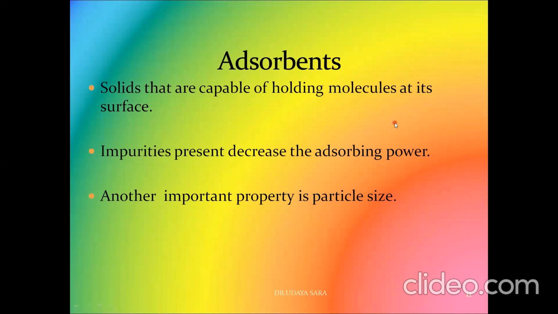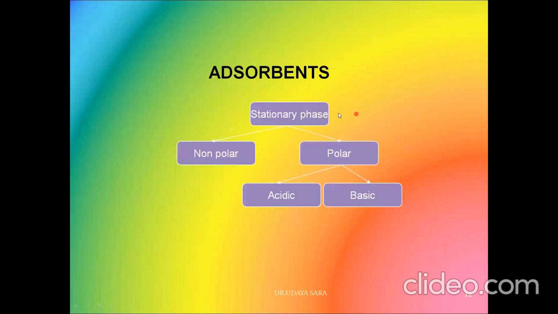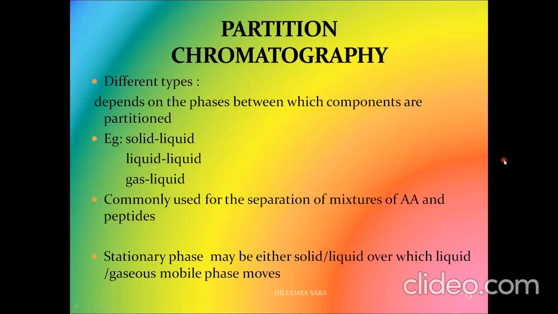So what are adsorbents? They are capable of holding molecules at their surface. The impurities present will decrease the adsorbing power. Another property of the adsorbent is the particle size. Adsorbents are of two types: non-polar adsorbents or polar adsorbents. The polar adsorbent could be either an acidic substance or a basic substance. Till now, we have seen adsorption chromatography.